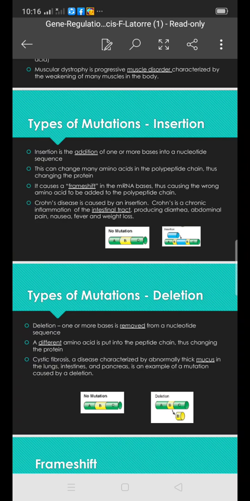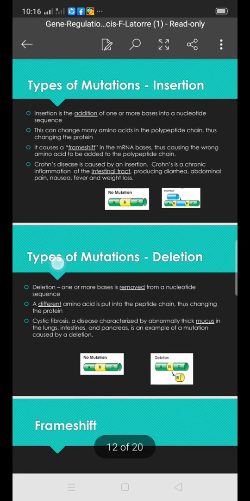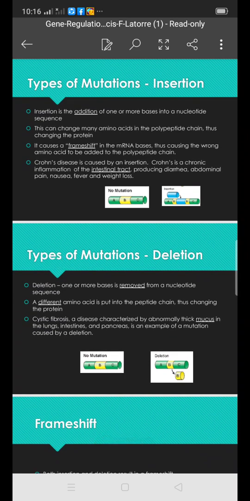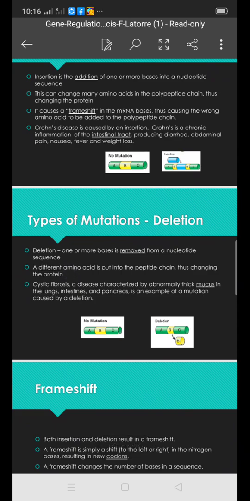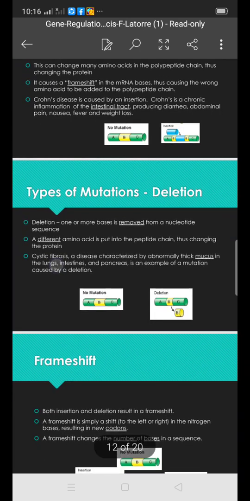Types of mutation: insertion. Insertion is the addition of one or more bases into a nucleotide sequence. This can change many amino acids in the polypeptide chain, thus changing the protein. It causes a frame shift in the RNA bases, thus causing the wrong amino acid to be added to the polypeptide chain. Disease caused by insertion is characterized by chronic pain, nausea, fever, and weight loss.